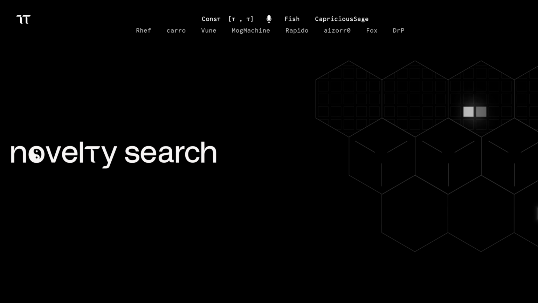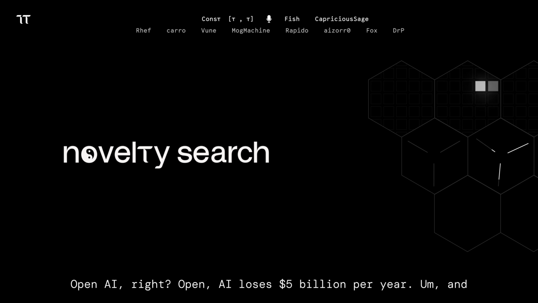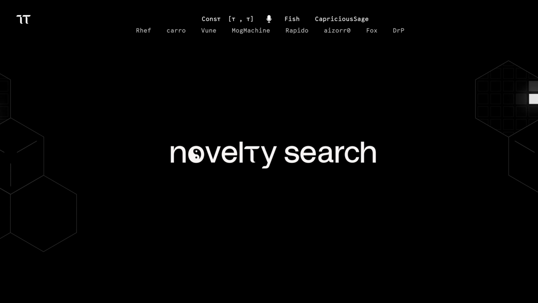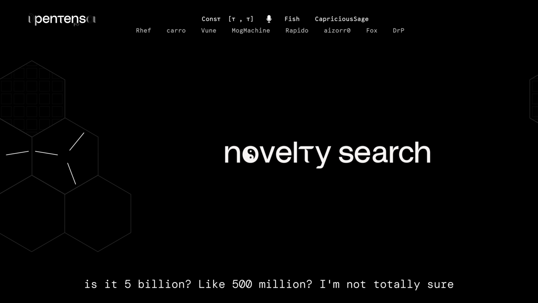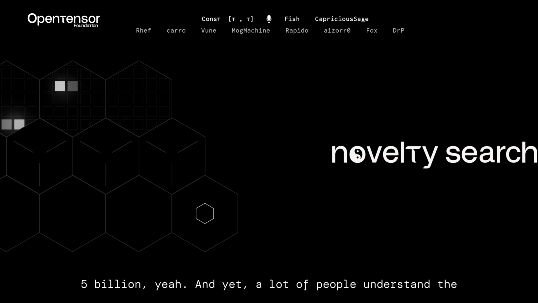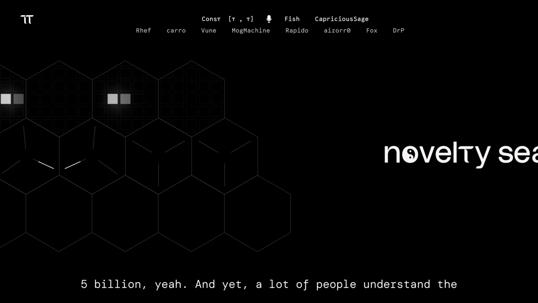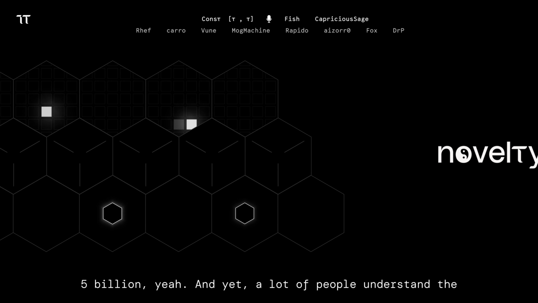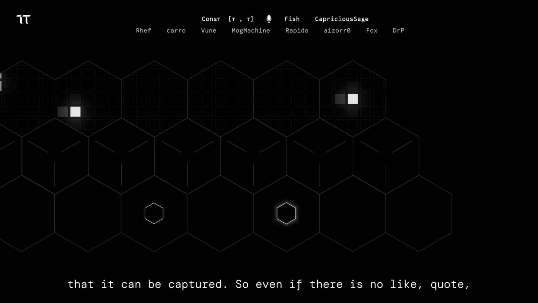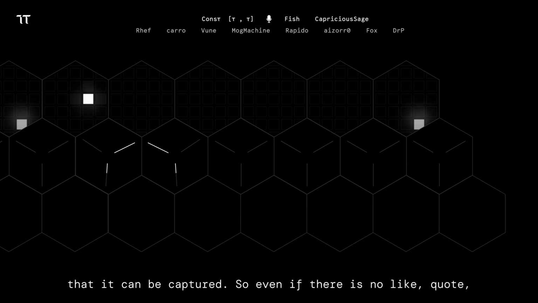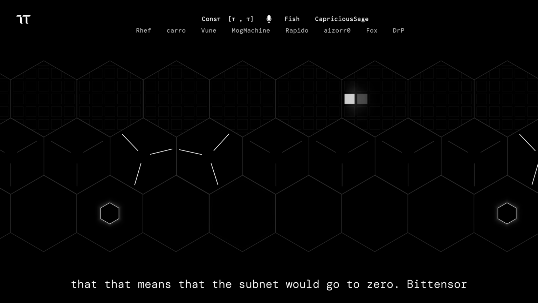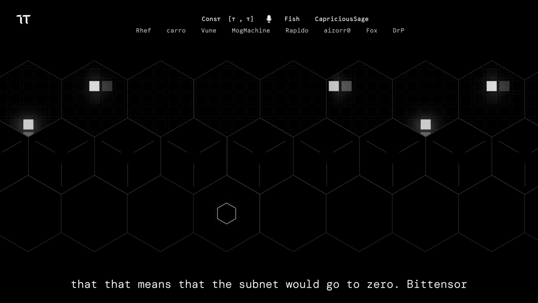A good example would be OpenAI, right? OpenAI loses $5 billion per year. Is it 5 billion or like 500 million? I'm not totally sure what the revenue is, but it's substantial. 5 billion, yeah. And yet, a lot of people understand the long-term value of what is being created there and the fact that it can be captured. So even if there is no immediate revenue for a subnet, I don't think that means the subnet would go to zero.